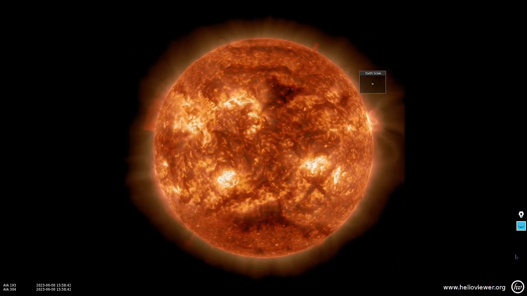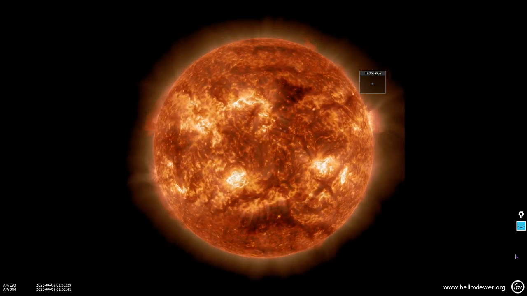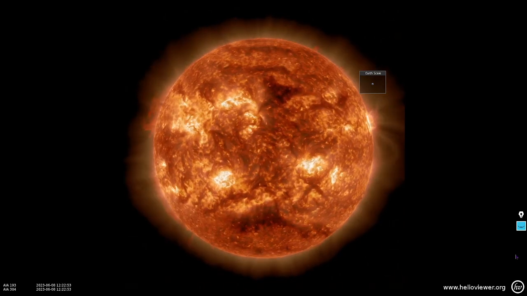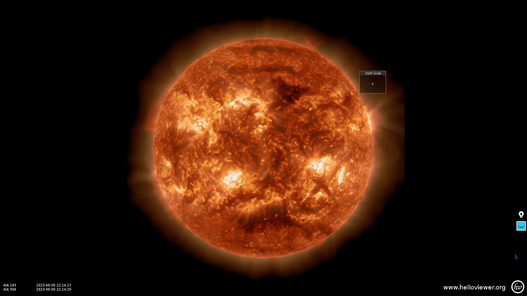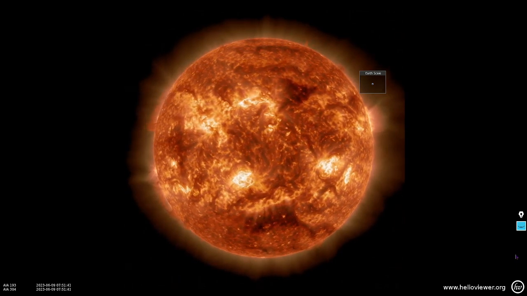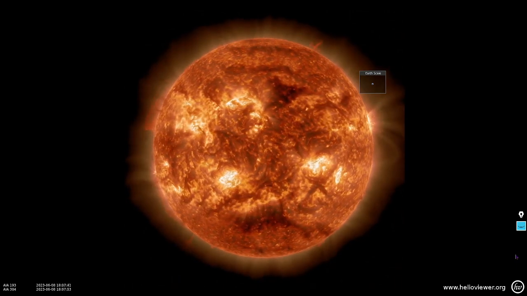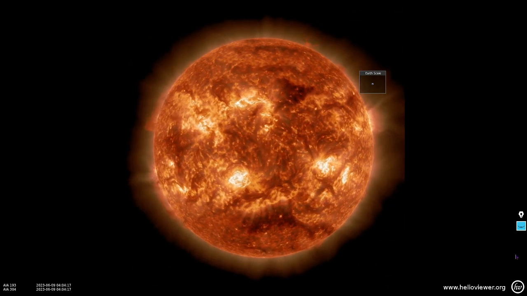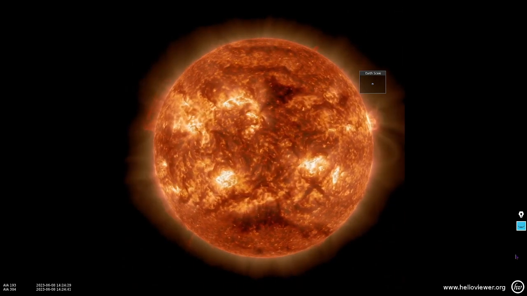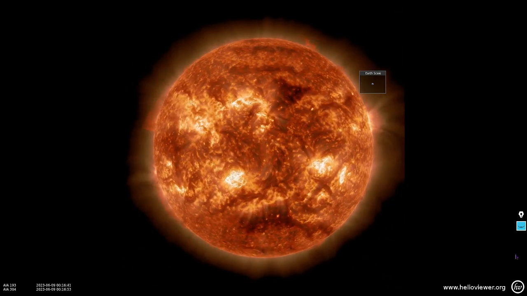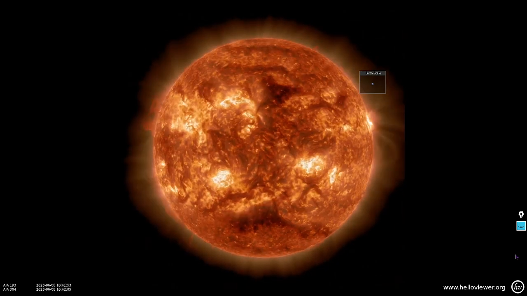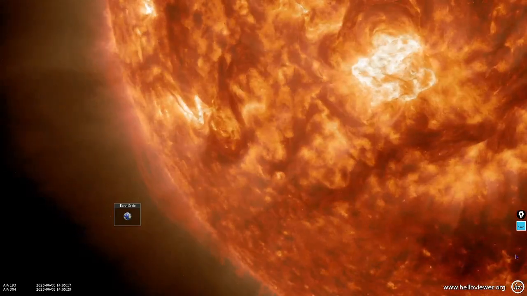Here we've switched out the 171 angstroms for 193 angstroms, which shows some extended corona, as well as some additional definition on coronal holes and solar filaments. So since we've got some major solar filaments, quite a collection of them on the Earth-facing portion of the solar disk, let's take a look at some of those.